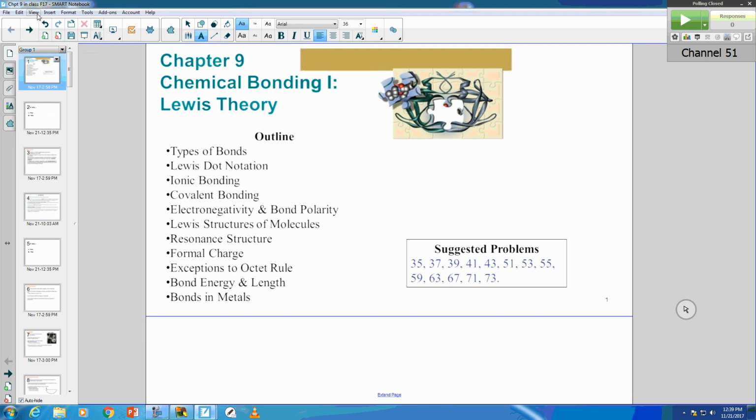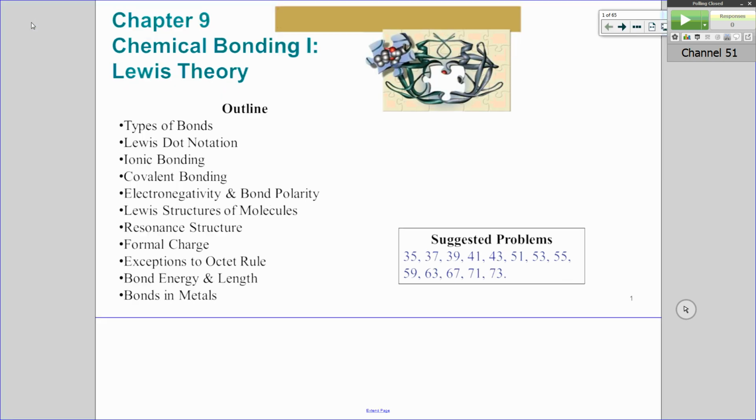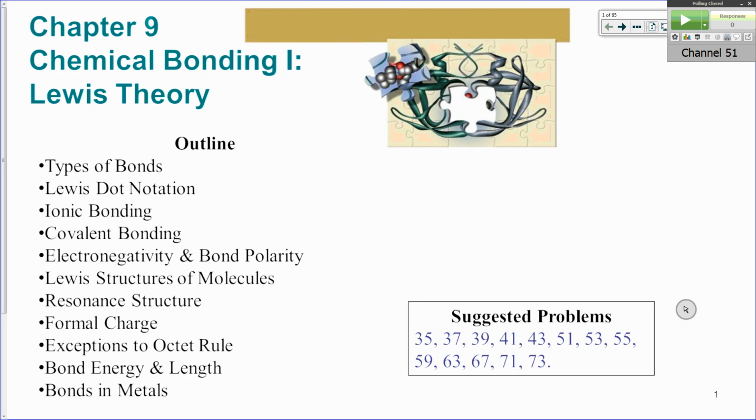Okay, let's get a few slides in Chapter 9. The topic in Chapter 9 is chemical bonding. And the big thing to get out of Chapter 9, I'll tell you, it's really important to take the information out of Chapter 9 because it's the foundation of Lewis theory of what you're going to do in organic.